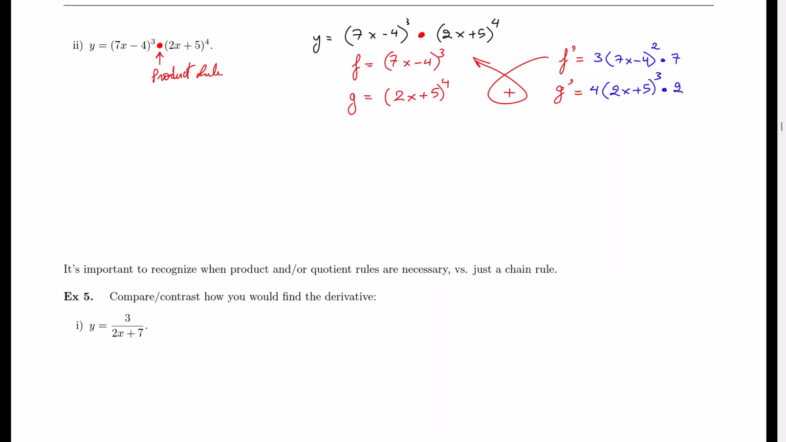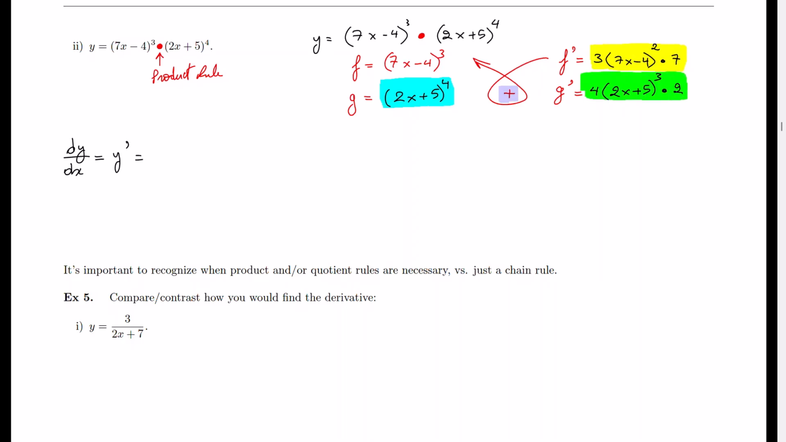And now it's time to put it all together. So the dy over dx, the derivative that we are searching for, also known as y prime, is going to be, according to the product rule, the product of this corner in yellow multiplied with the corner in blue. And then we're supposed to add along the way this time, because of the product rule, the corner in green multiplied by the corner in gray.